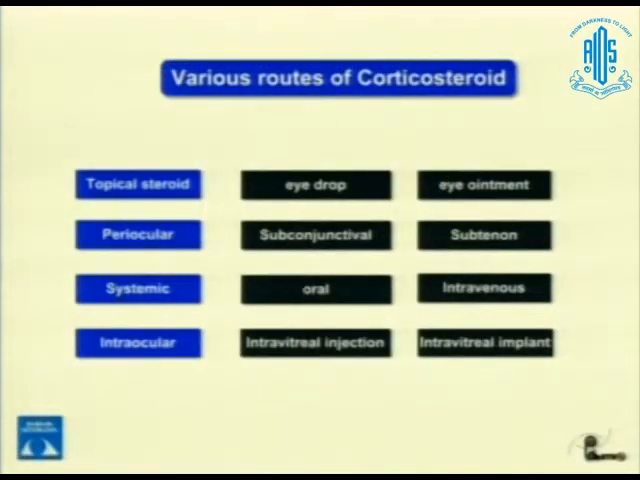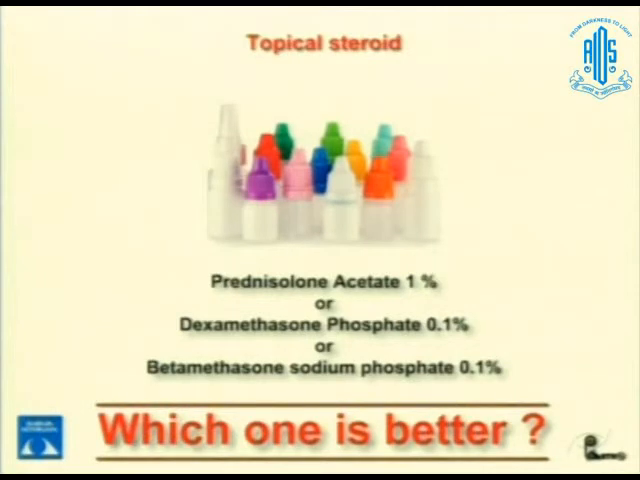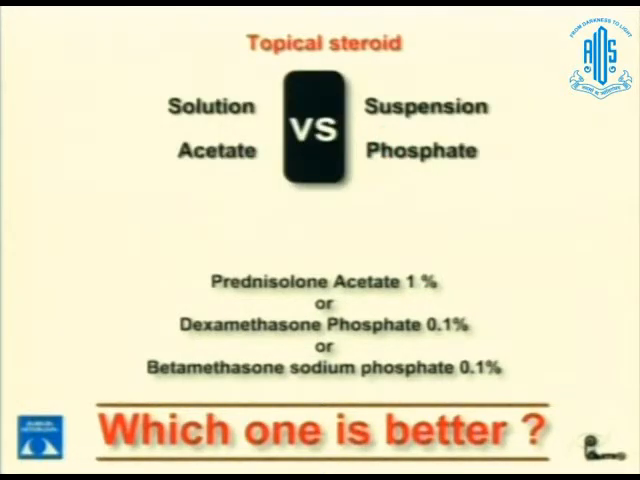Now we have various routes of corticosteroid like topical steroid. Eye ointments are very rarely used. Periocular, like subconjunctival, subtenon, systemic oral, intravenous, and the intraocular treatments. So now the topical steroid. A lot of preparations are available in the market. Prednisolone acetate, dexamethasone phosphate, betamethasone sodium phosphate. Which one is better? We'll see here. This is actually a fight between the solution and the suspension, and acetate versus phosphate. How?